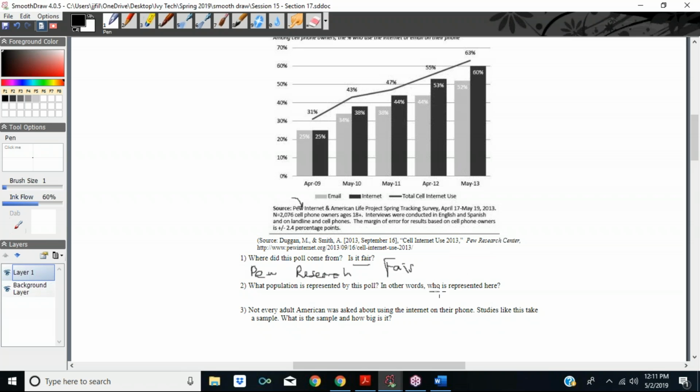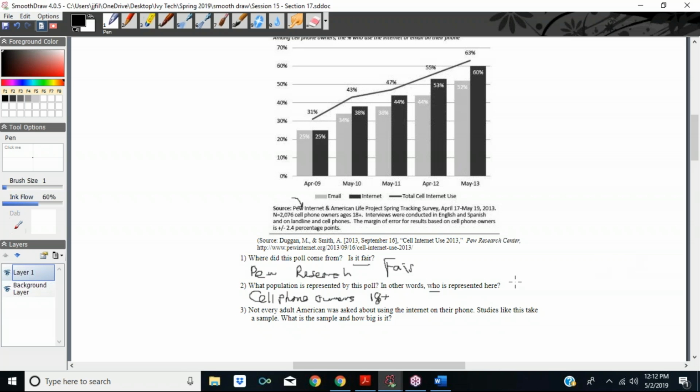So it wants to know what population is represented by the poll. Who? So this is the who question. Who was polled? Cell phone owners, right? It was a question specifically if you own a cell phone. And 18 and over. Again, good. Thank you, Melissa. So these two components: cell phone owners who are 18 and older.